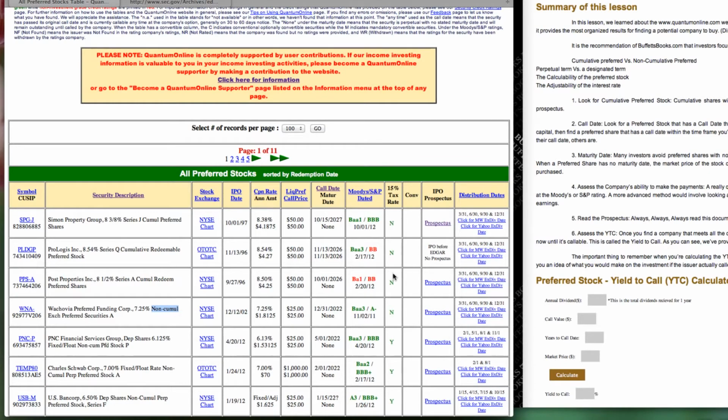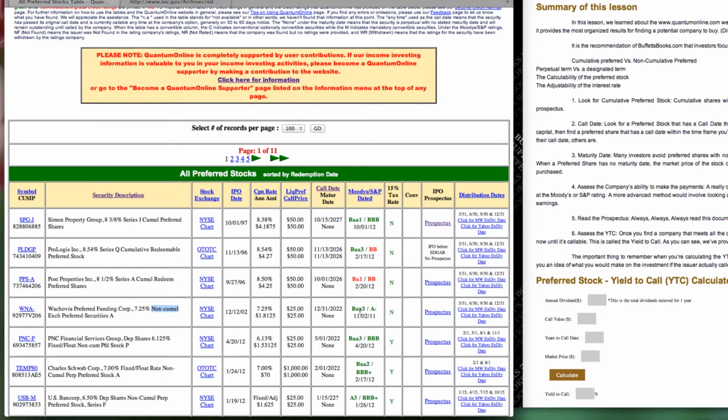So if you really want to dig deep, say you were looking at this company and this is something you were really interested in buying, something that I would personally do is I would pull up the common shares and I'd look at the Wachovia common shares and I would go ahead and look at the debt to equity ratio. I would look at the current ratio.